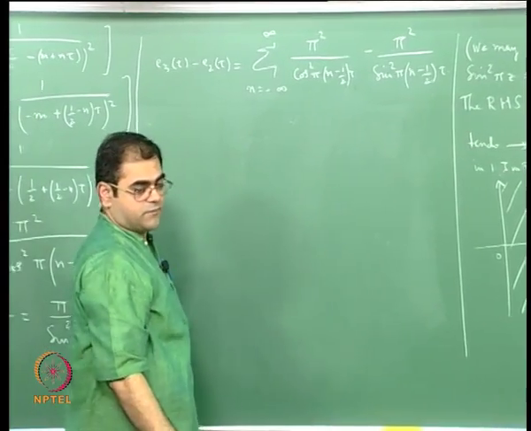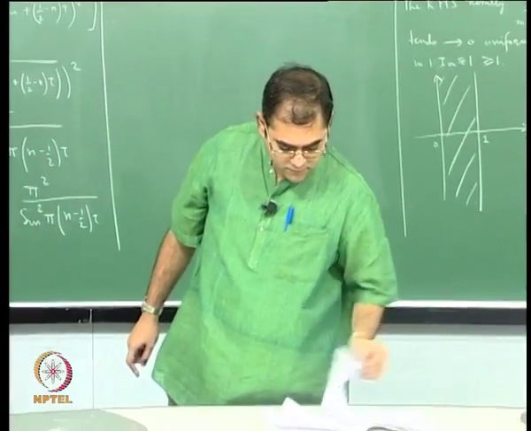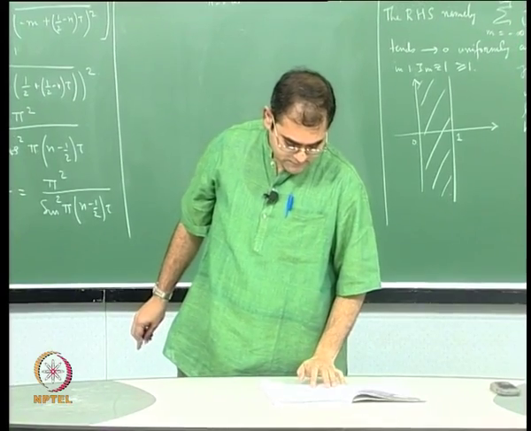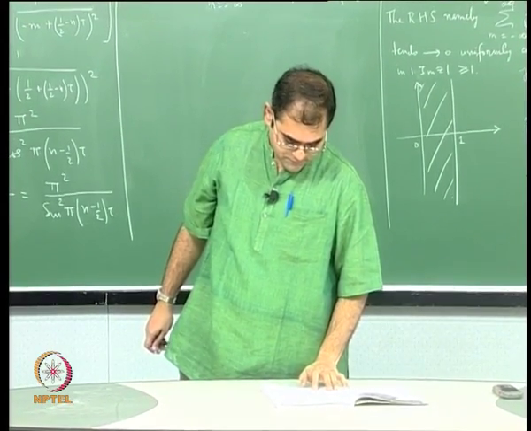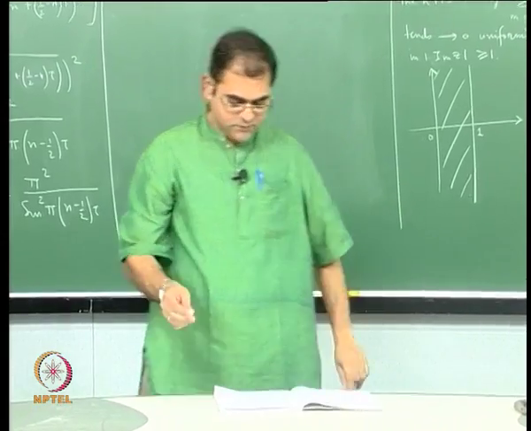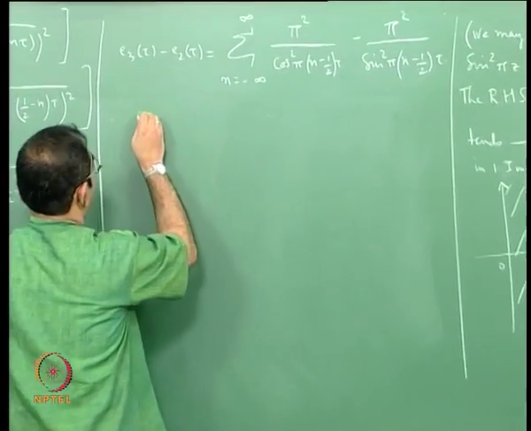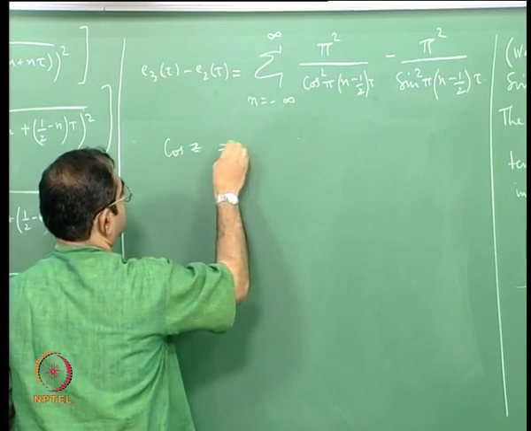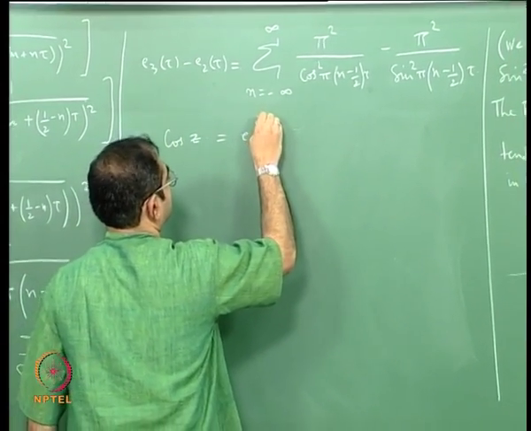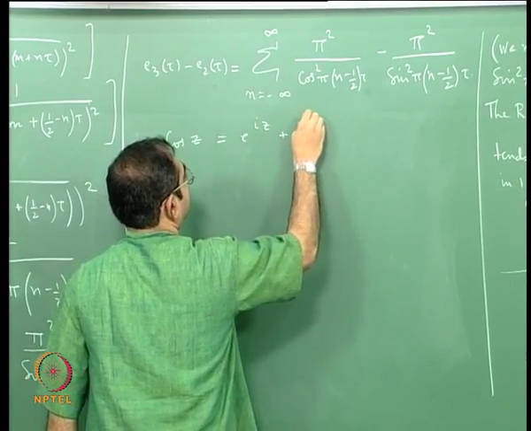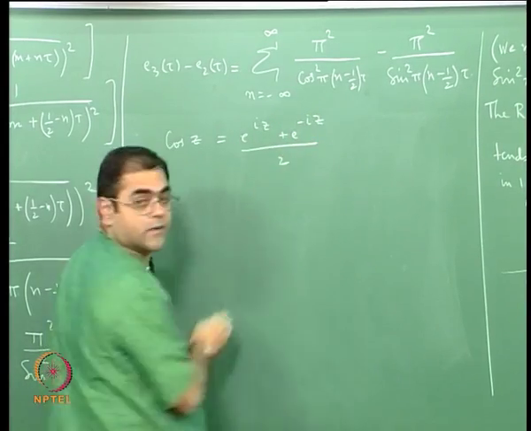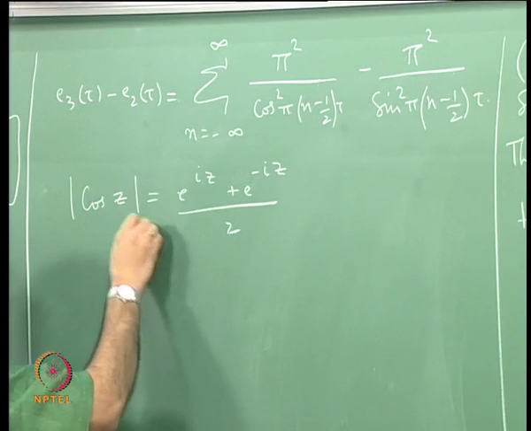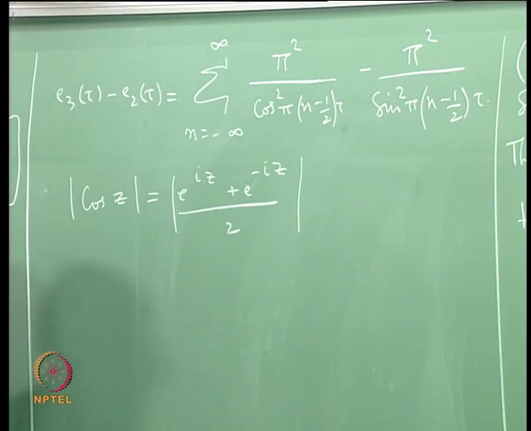So if you want, maybe it will be helpful if I write that down. For example, let us take cos z, which is by definition e power iz plus e power minus iz by 2, and then you calculate the modulus of cos z, you get this.